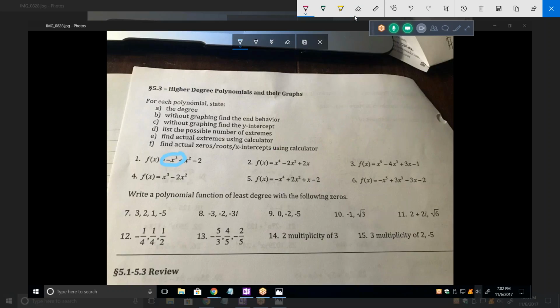Find actual extrema using your calculator. What kind of calculator do you have? I have a TI-84, but she said for E and F, we would do those in class because she didn't teach us how to use the calculator to find those. She ran out of time, so we just have to go through A through D. Okay.